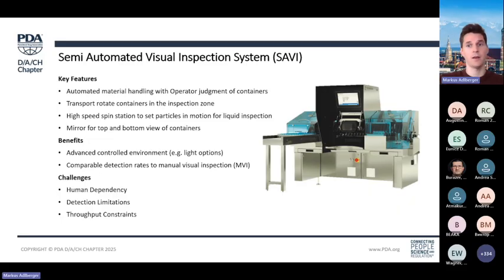In general, the performance of detection is comparable with the MVI and due to the control environment consistent. What are the challenges here? We have a human dependency. We have detection limitations, especially for difficult to inspect products. And of course, the limited throughput compared to the AVI.